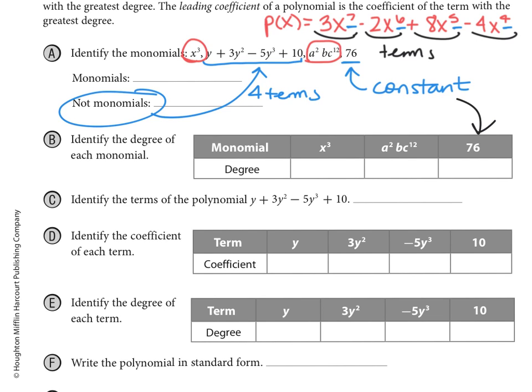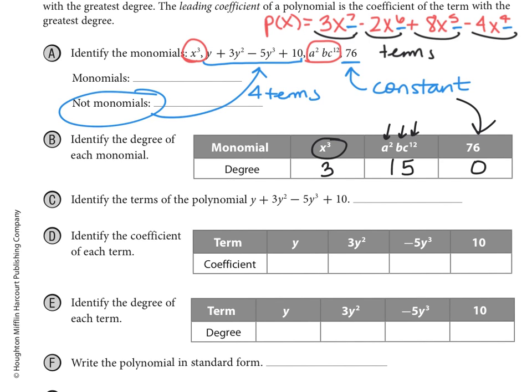We'll talk about that. The degree has to do with the total number of exponents. So x to the third, the degree is 3. On this other one, I've got 2 a's, a b, and 12 c's all together. That is 15, right? 2 plus 1 plus 12 is 15. On this one, there are no exponents. We don't see any exponents on variables. So on 76, the degree is going to be 0.